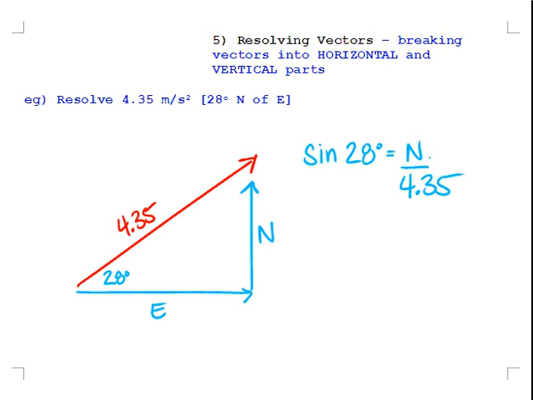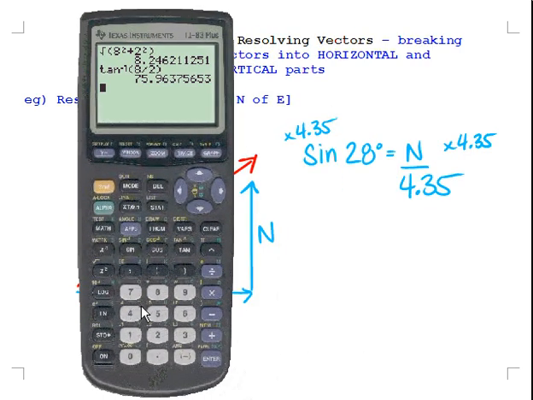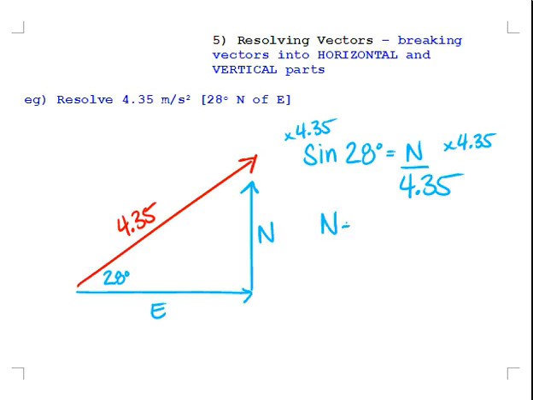Now, in terms of the math, to solve for north, we're simply going to multiply both sides by 4.35, times 4.35. And if we grab our calculator, 4.35 times sine 28 looks like 2.04. For units, just look back at what we had in the question. Meters per second squared, and the n was telling me that that thing is pointing just to the north.